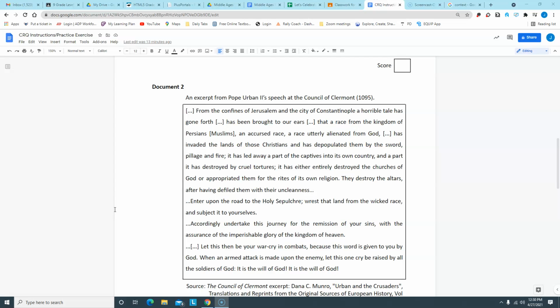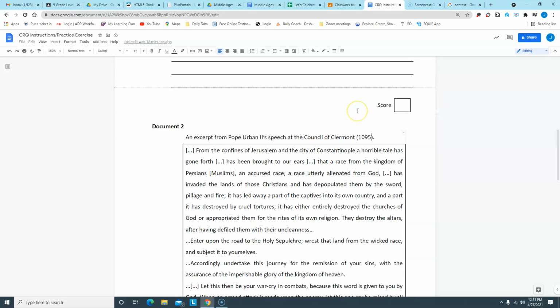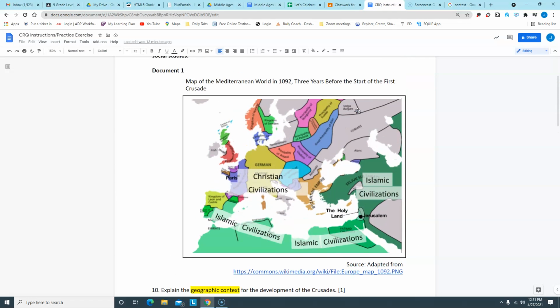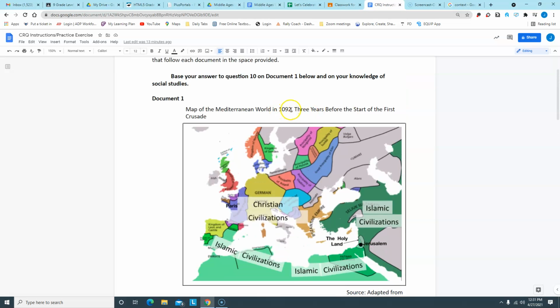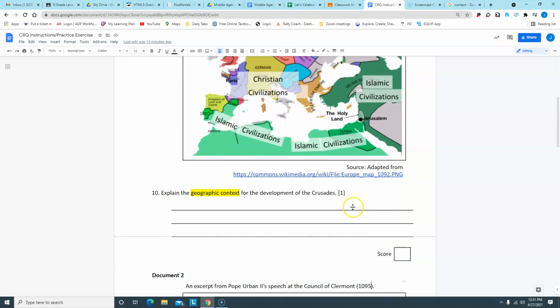All right, now that we've answered the question for document 1 on geographic context, we're moving on to document 2. This is called an excerpt from Pope Urban II's speech at the Council of Clermont in 1095. Notice the date here, 1095. We're going to go back up here. Notice the date from our map, 1092. What's the difference?